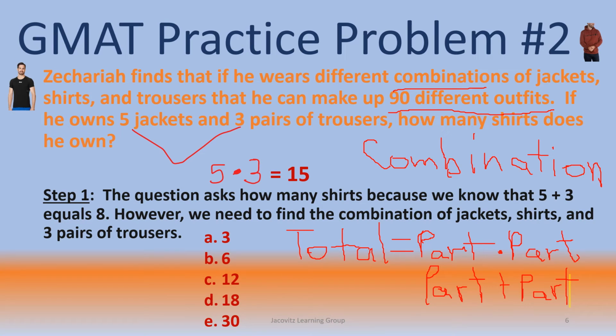So part. You're either going to multiply part times part, and you're going to get your total here. And keep in mind, you can have two parts of the equation. They've already given you your first part, because they already told you that you had trousers and jackets. So you had part one from your jackets and part two from your trousers. So this is really asking you how to set this up. Once you have 5 times 3 equals 15, you have your equation.